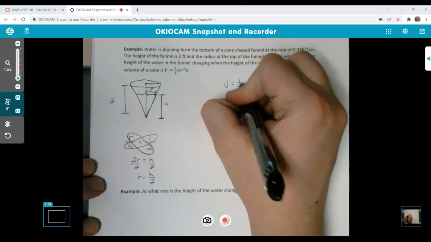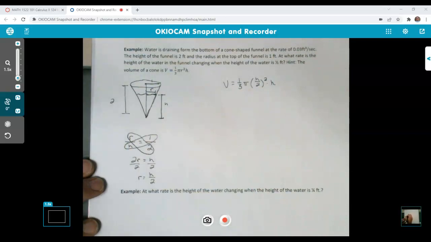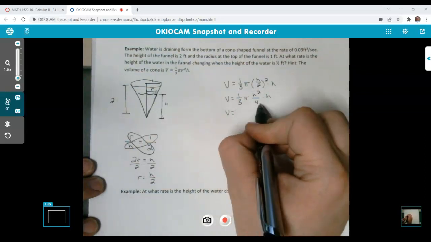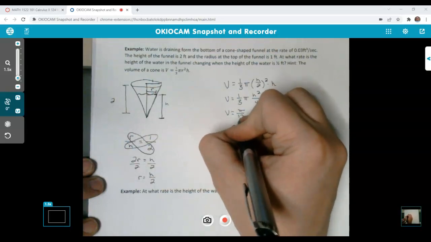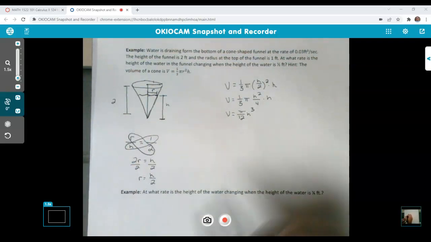So volume is equal to 1/3 pi h over 2 squared times h. We can simplify this. H over 2 squared is h squared over 4, because 2 squared is 4, times h. So volume is equal to, down here I have 3 times 4, so that's 12. So I have pi over 12, h squared times h is h to the 3rd. Again, this only works in this case I have here. This isn't always true for all cones, okay? It only works here. So now I want to deal with rates of change.